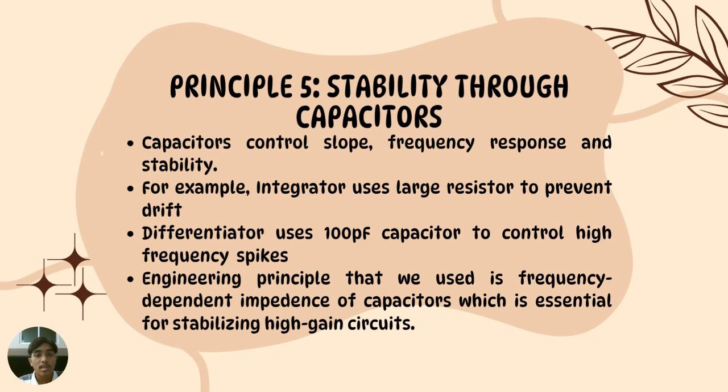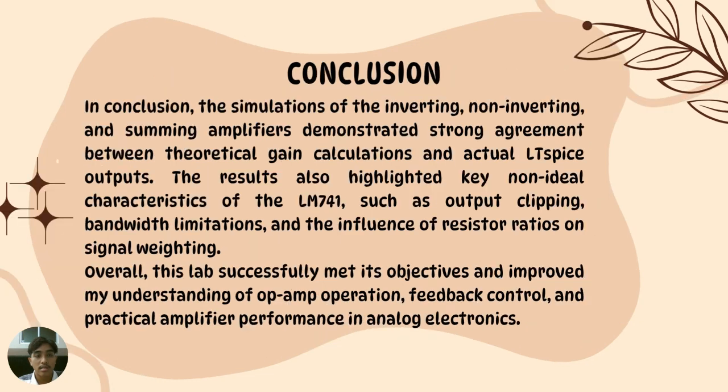Principle 5, stability through capacitor. The capacitor controls slope, frequency response, and stability. For example, the integrator uses a large resistor to prevent drift. The differentiator uses a 100 picofarad capacitor to control high frequency spikes. The engineering principle that we use is the frequency-dependent impedance of the capacitor, which is essential for stabilizing high-gain circuits.